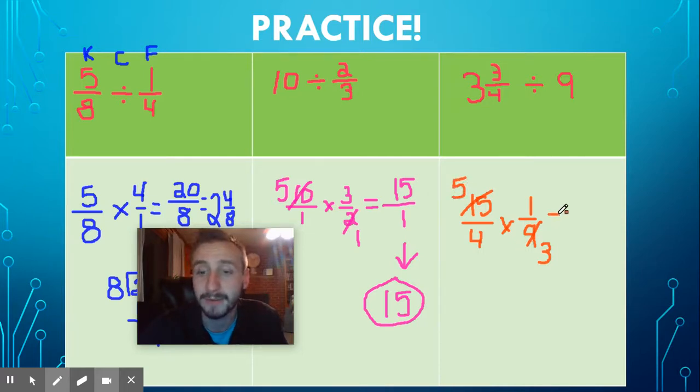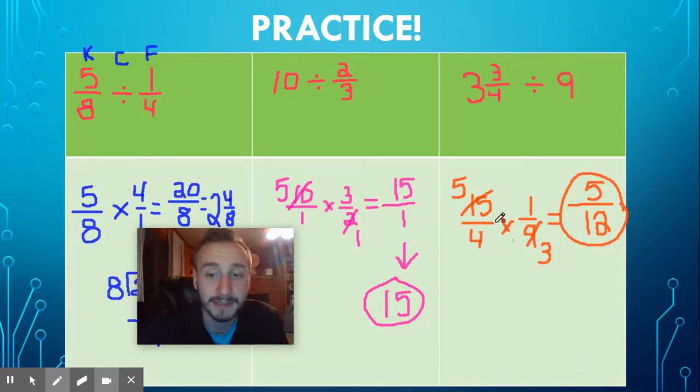Well, now I just simplified before I multiplied, which will save me some time. 5 times 1 is 5. 4 times 3 is 12. And looking at this, is there any other number that goes into 12 and 5 evenly? Besides 1, no, because only 1 and 5 go into 5, and 5 doesn't evenly go into 12. So 5/12 is your simplified form.